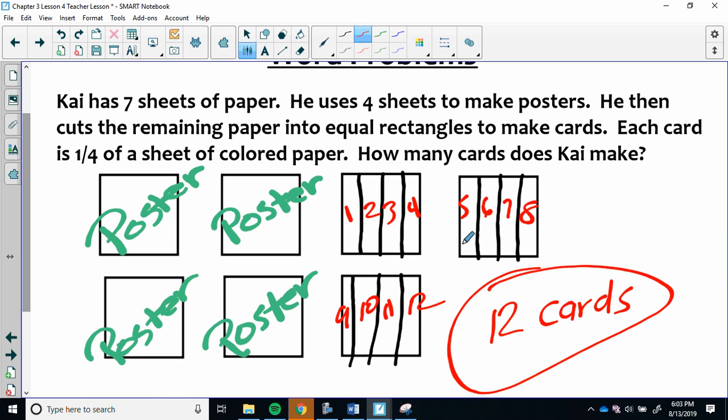So once again, start off by drawing your 7 pieces of paper. 4 of them are posters. These ones are going to get divided into 4 equal parts. So 4, 8, 12. He can make 12 cards.